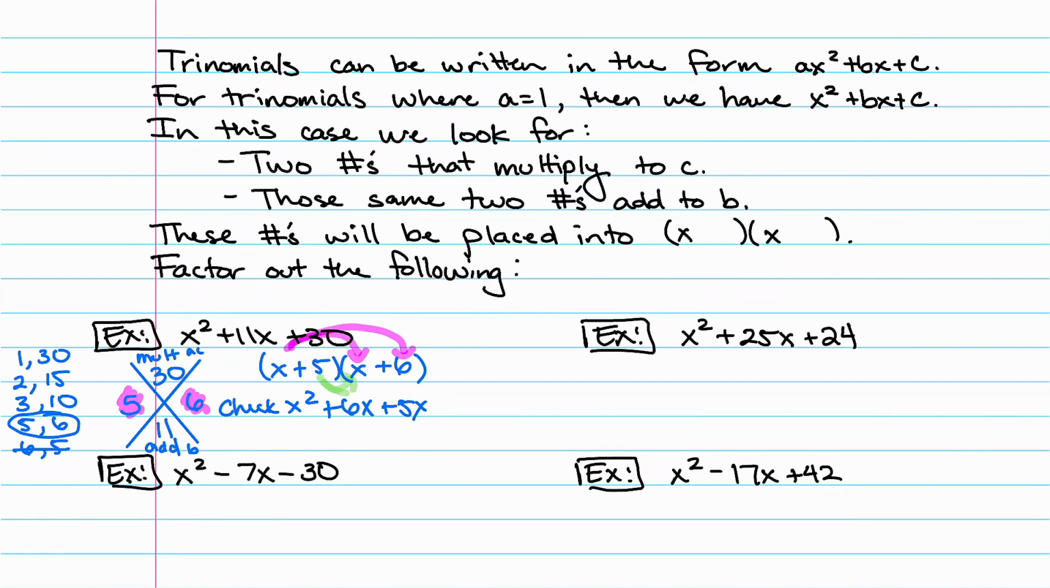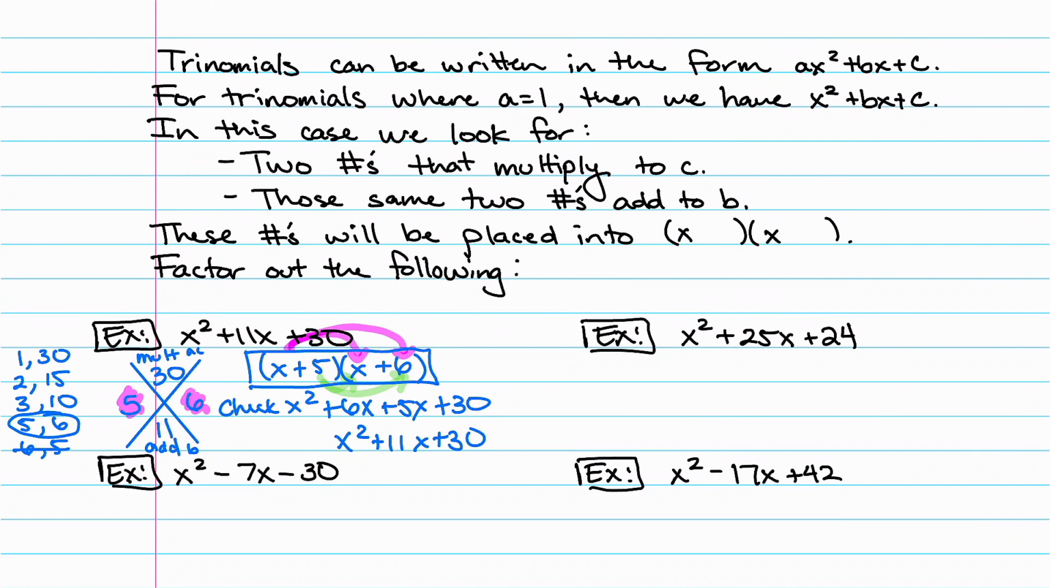And then 5 times 6 is 30. And then when I combine like terms, I get x squared plus 11x plus 30. And look at that, sure enough, that is the correct answer. So guys, my answer is right here. This is the factored form of x squared plus 11x plus 30. I figured out the two parentheses that basically gives me that answer.